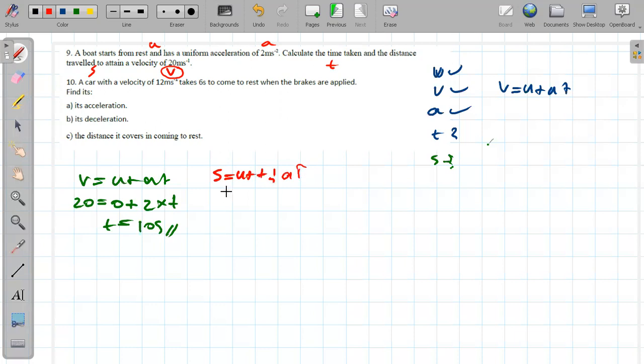And the next one is s equals ut plus half at squared. So s is something I don't know. u is 0, plus half times 2 times the time, 10 to the power 2. So it is going to be 100 meters. But I repeatedly told you not to use the values you gained if you have any other option.